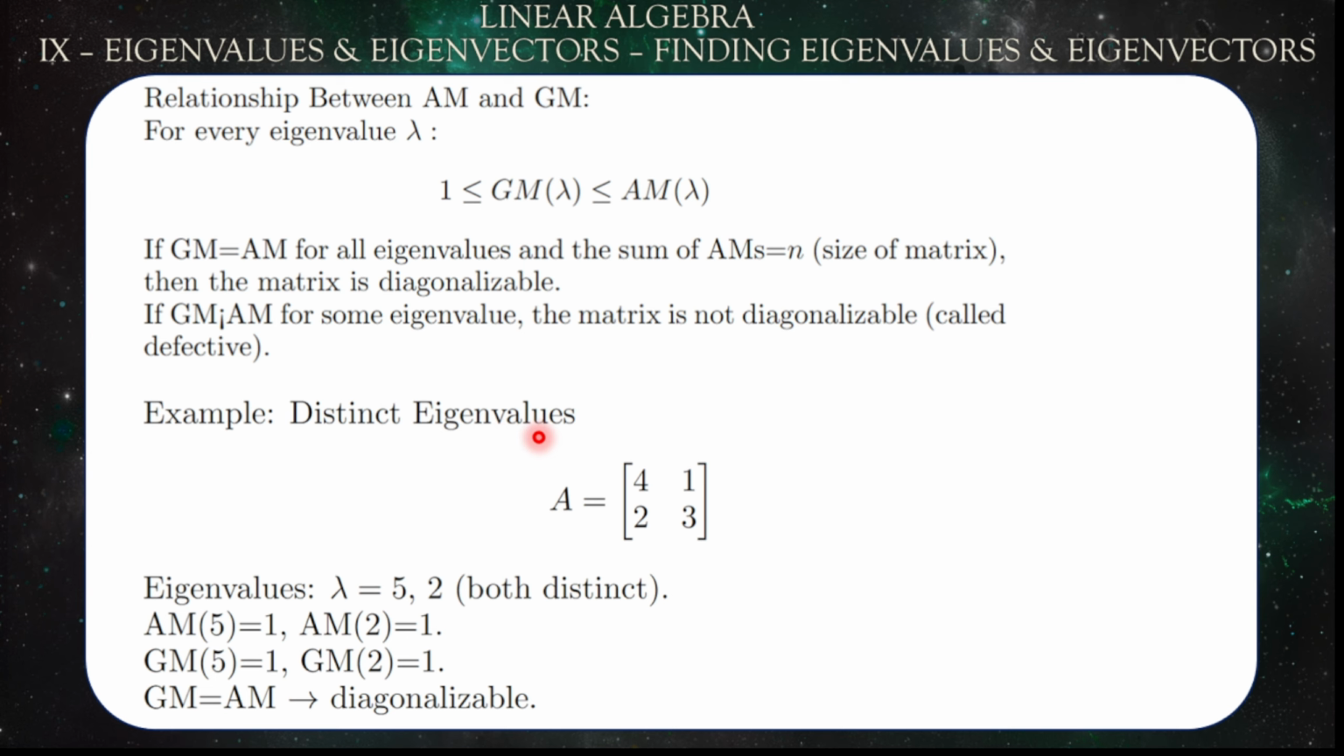Example, distinct eigenvalues. So A equals [4, 1; 2, 3]. The eigenvalues, as we've seen before, are lambda equal 5 and 2, both distinct. So AM of 5 is equal to 1, when you place 5 within A minus lambda. AM of 2 is equal to 1. GM of 5 equals 1. GM of 2 equals 1. So GM is equal to AM, which means this matrix is diagonalizable.